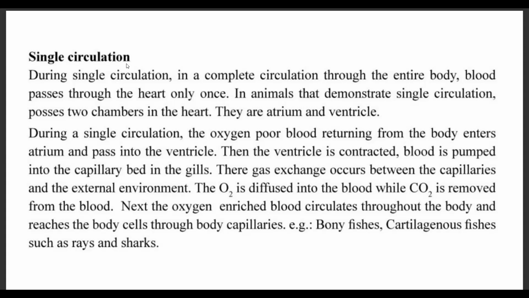During single circulation, in a complete circulation through the entire body, blood passes through the heart only once. Animals that demonstrate single circulation possess two chambers in the heart. They are atrium and ventricle. The oxygen poor blood returning from the body enters the atrium and passes into the ventricle. When the ventricle contracts, blood is pumped into the capillary bed in the gills.